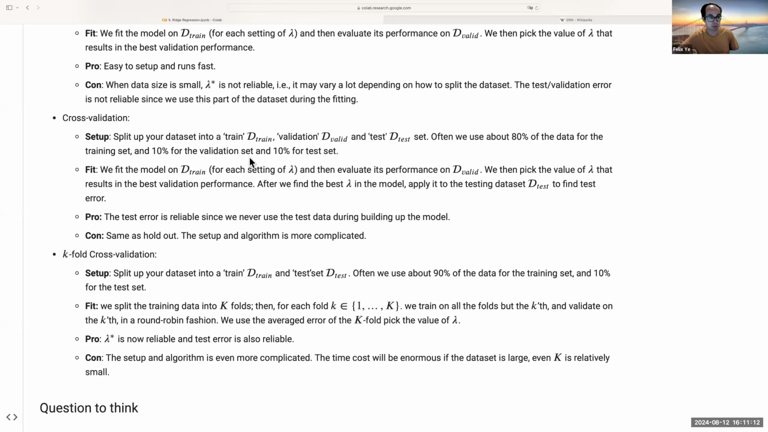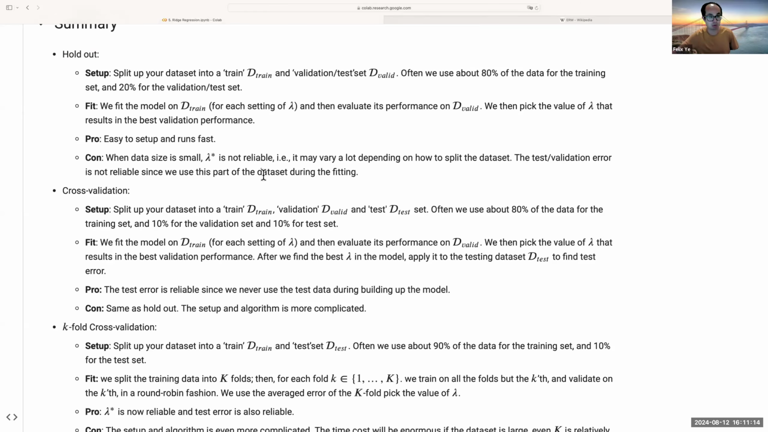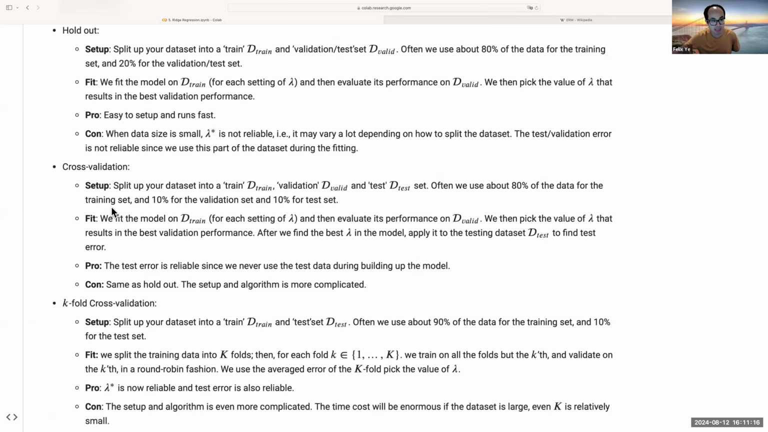There's a compromise between k-fold cross validation and holdout. You can think of it as k equal to 1, a one-fold cross validation. The way you do it is you split your data into training, validation and testing. Here, we're doing 80% training, 10% validation, and 10% testing. So this is in the middle between k-fold and holdout.